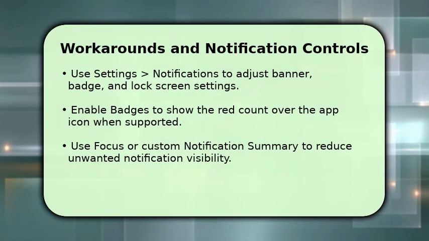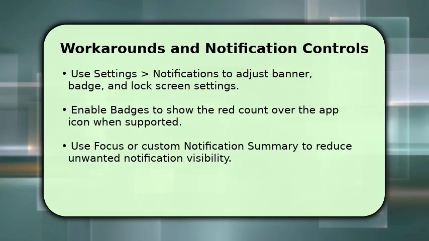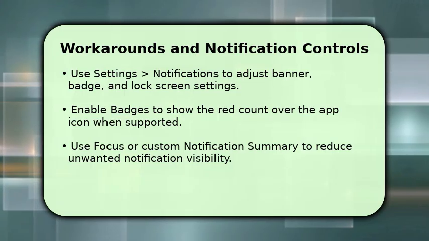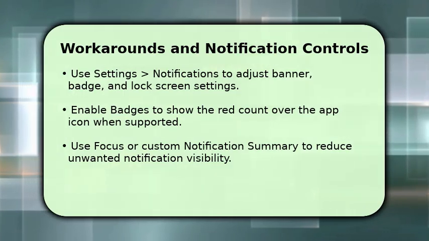Open iPhone settings and tap Notifications to see all installed apps listed. Select the app and toggle Lock Screen, Notification Center, and Banners as needed. Enable badges to show the red count over the app icon when supported.